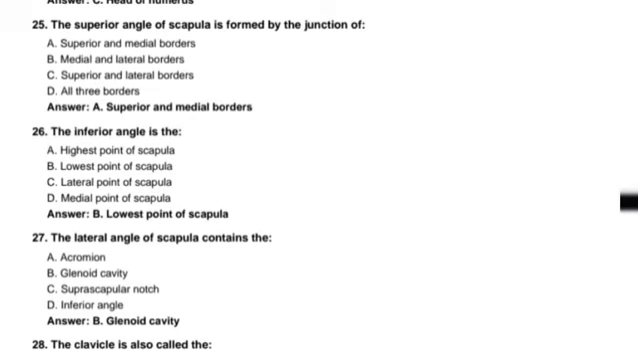Question number 26. The inferior angle is the dash. Option A highest point of scapula. Option B lowest point of scapula. Option C lateral point of scapula. Option D medial point of scapula. The right answer is option B, lowest point of scapula.